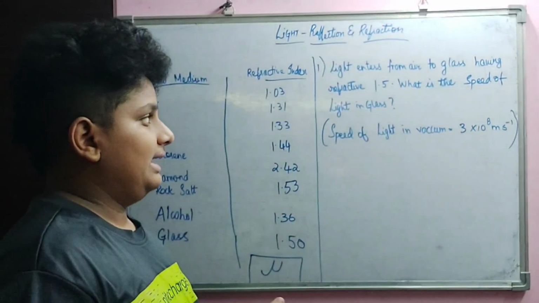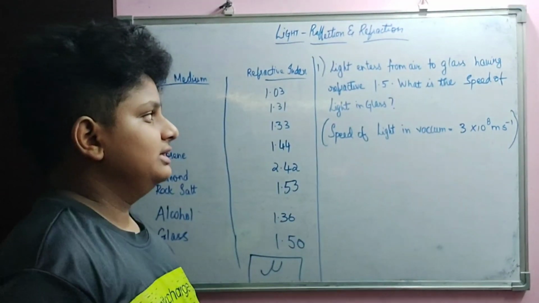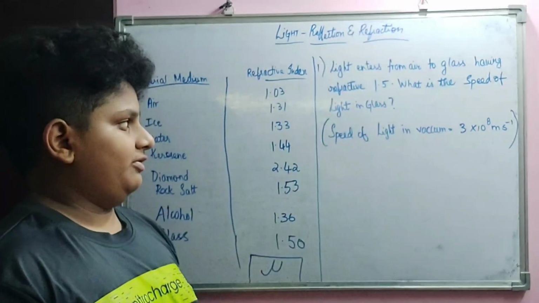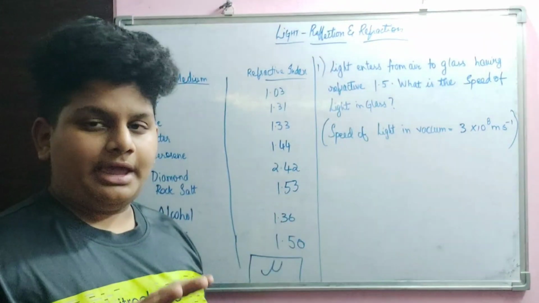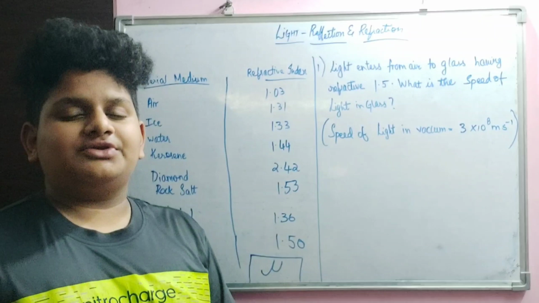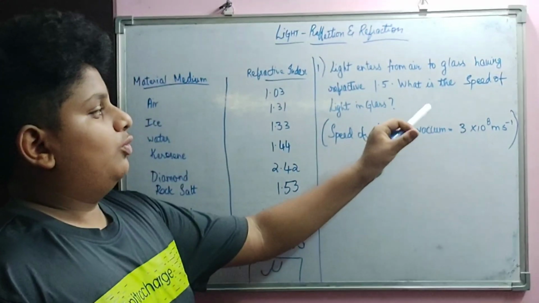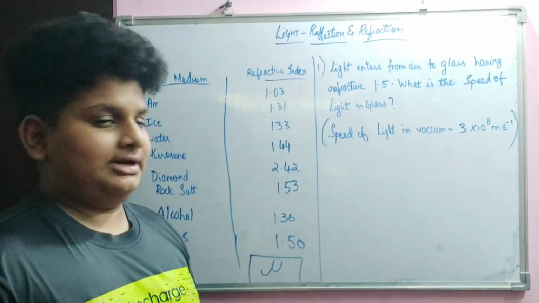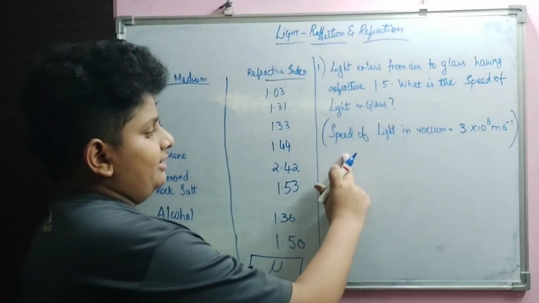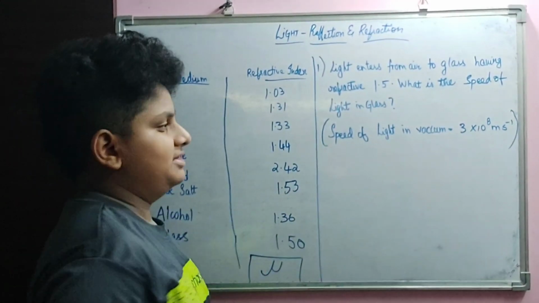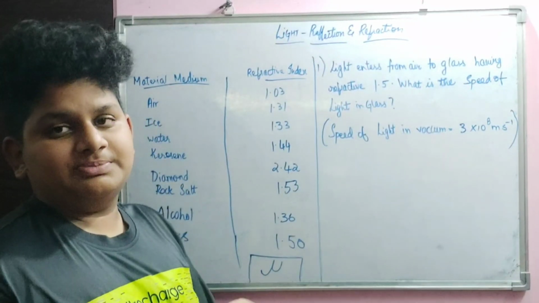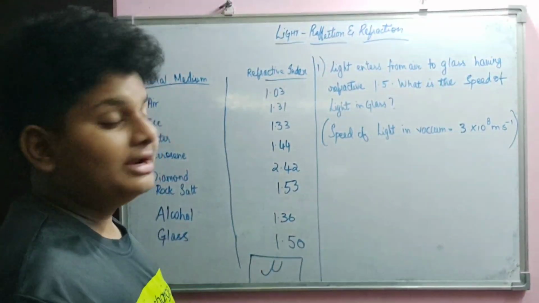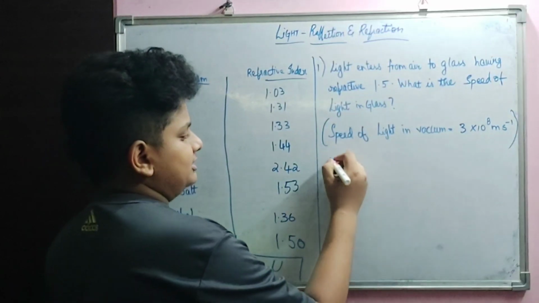The question is, light enters from air to glass having refractive index of 1.5. What is the speed of light in glass? They are asking what is the speed of light in glass. And they gave that the speed of light in vacuum is 3 into 10 power 8 meters per second inverse. Now let us see how to do it.